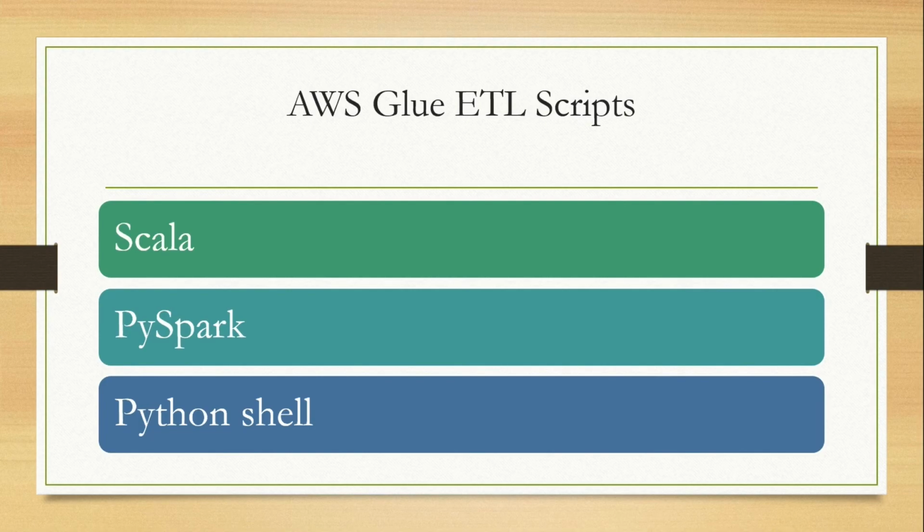AWS Glue ETL scripts. We have the flexibility to write in Scala and PySpark, and even within Scala you can use the Java language also. You have to provide the Scala script, and underneath you can provide the Java jar file. PySpark is completely Python, so you can use only Python, and Python shell is mostly used for built-in Python libraries like Boto3, and it can perform small jobs.